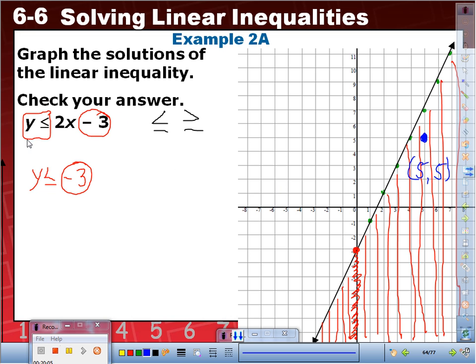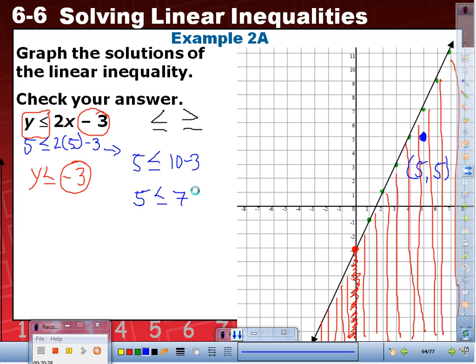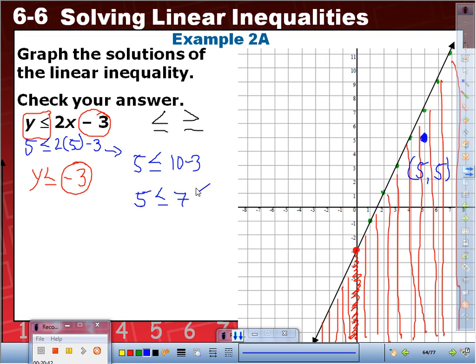To check, I'm going to see if it's true. What is y? 5. What is x? 5. So this becomes 5 less than or equal to 10 minus 3. What is 10 minus 3? So is 5 less than 7? Yes, that's why this is true. That's why this works. You're saying, so what are you saying, Mr. Q? I can pick any other point and it's going to be true? Yes.